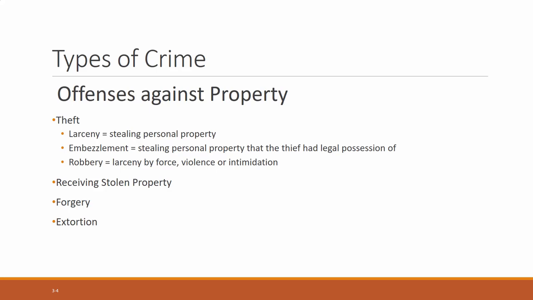All right. So that was receiving stolen property. It's a crime to knowingly receive stolen property. Forgery. Anybody know what forgery is? What is forgery? Yeah, faking documents, faking signatures.